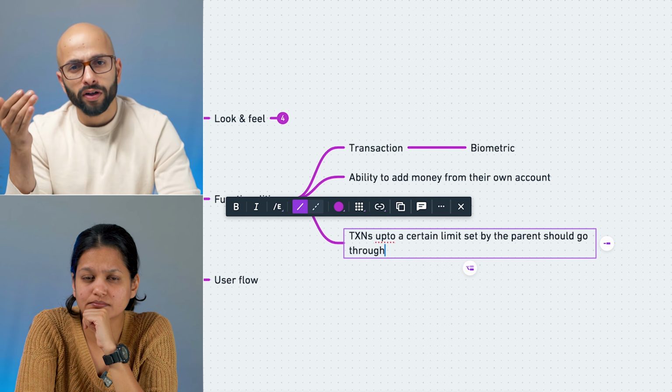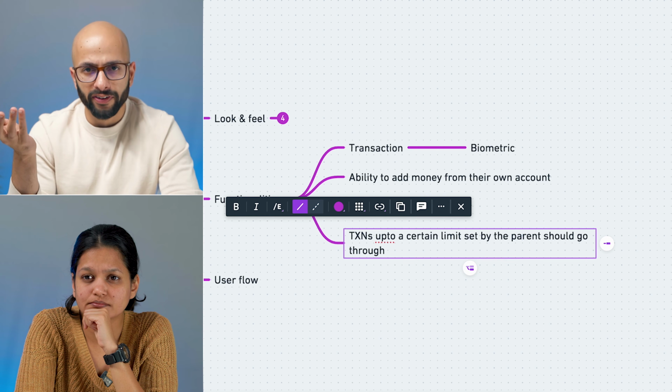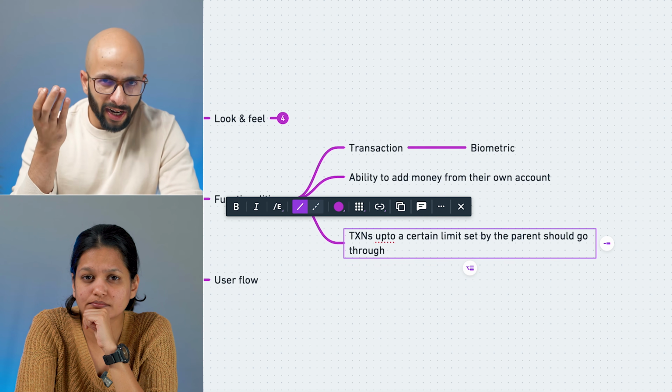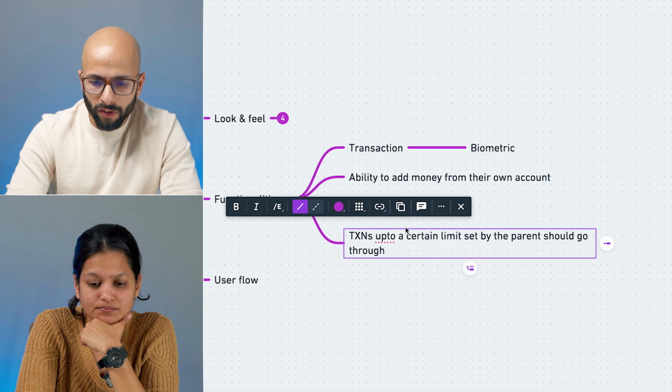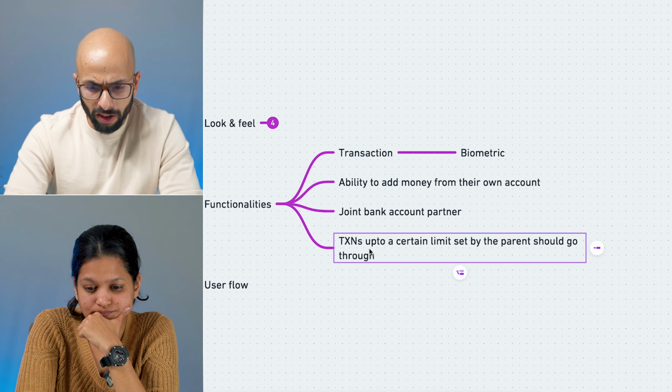Parent can set like 200 rupees, above that it needs an OTP verification, because these parents are busy, right? If we ask them for OTP during meetings, it's going to be a big problem. So definitely that's not going to be right.